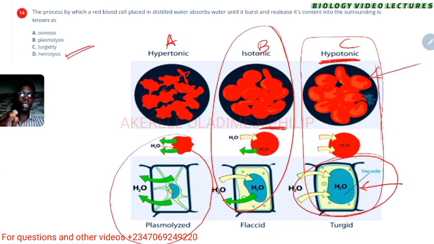We say the cell has become plasmolyzed. Now you notice that it's not the entire cell that shrinks. It's just the inside, which is the cell membrane and the cytoplasm. The cell wall is too rigid to shrink. All right, so you need to remember all these things. This is very important.